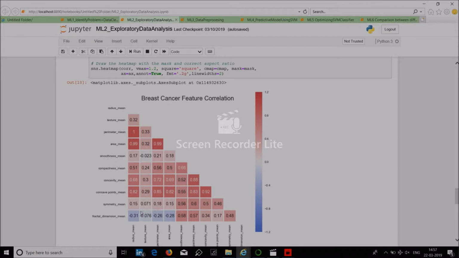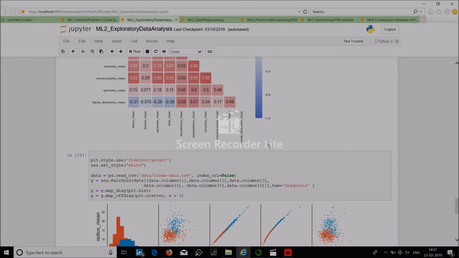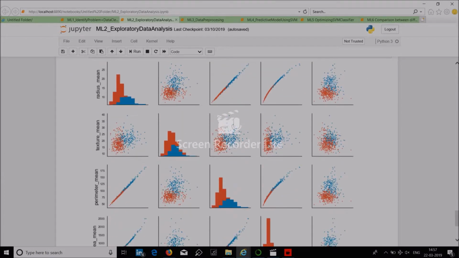The same is done in the scatter plots. In scatter plots, we form scatters of blue and red cancer data cells. The blue indicates the malignant, which will not be affected or is safe, and the red are considered dangerous. Next, we will be doing data pre-processing.